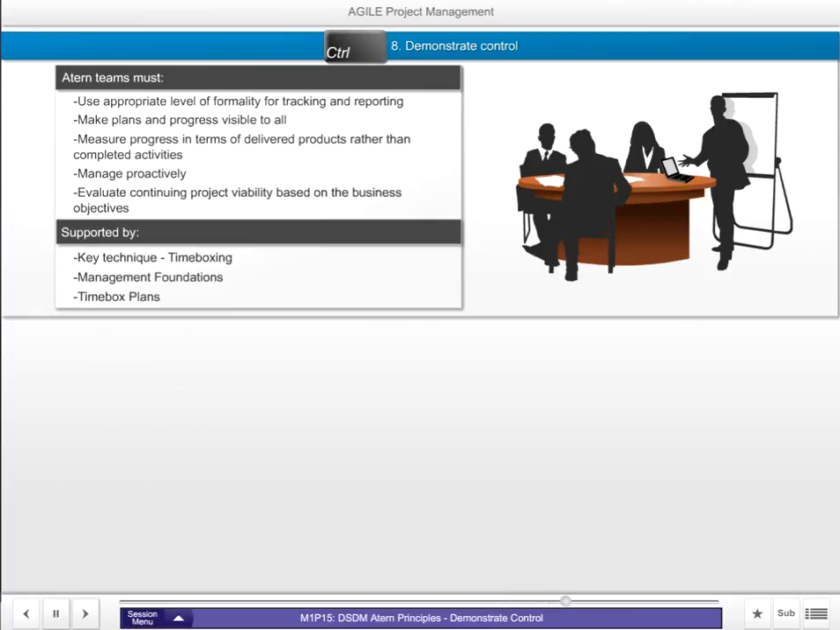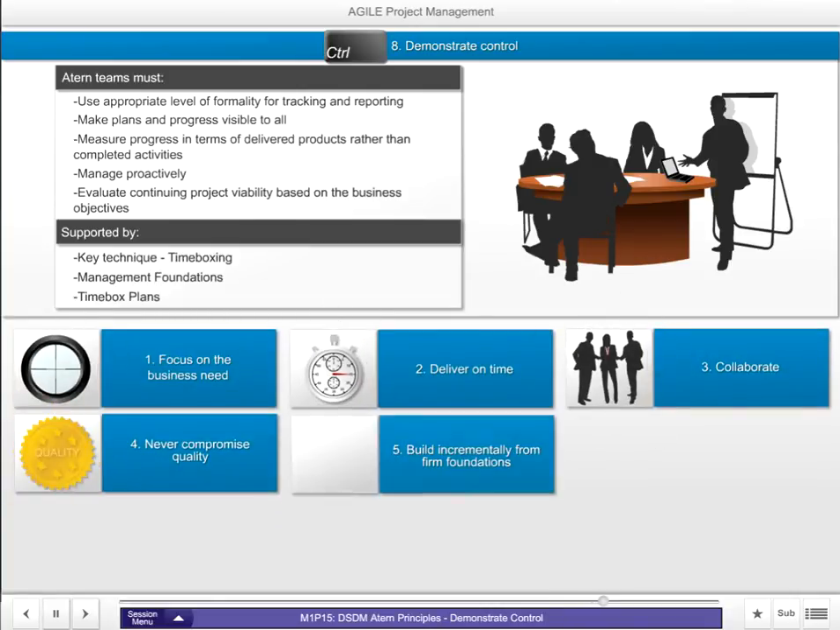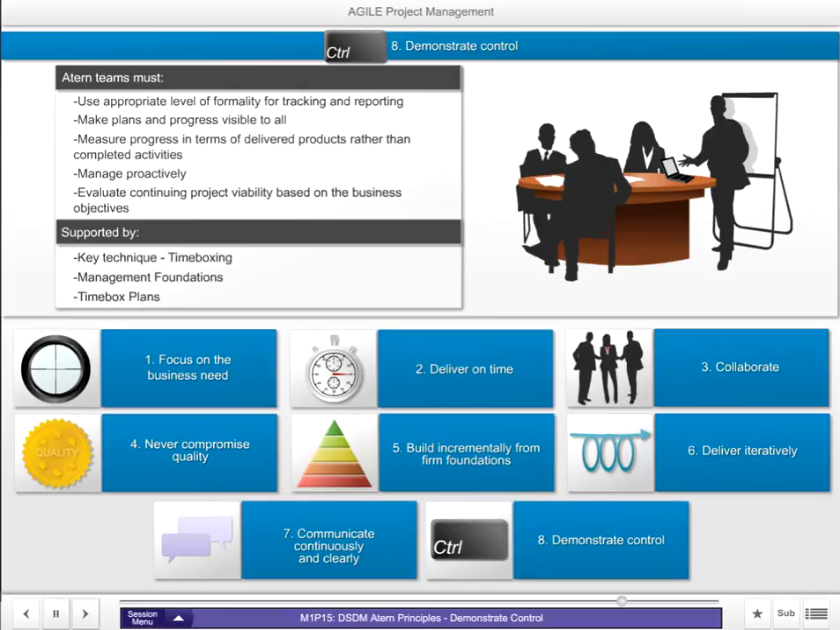So, there we have the full set of 8 principles on which ATERN and therefore Agile PM is based. Non-adherence or breakage of any one of these principles should be treated as a risk to the Agile process and ultimately the success of the project.